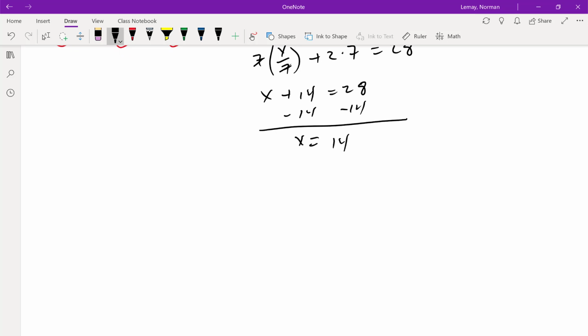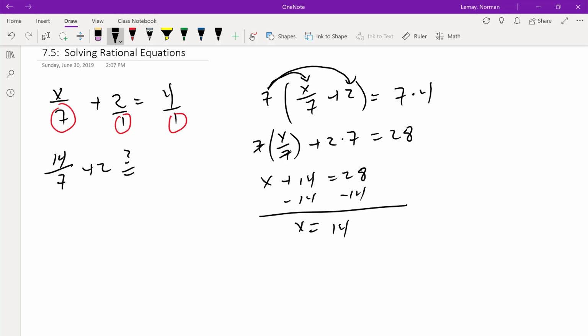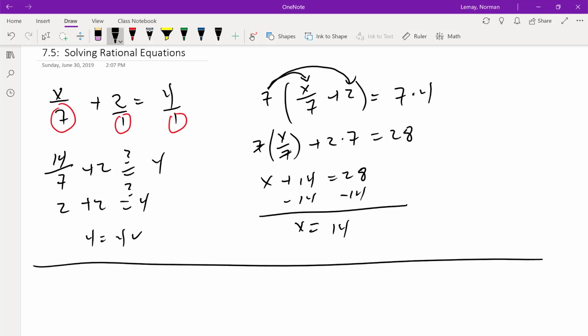And then we can go ahead on this one. We'll go ahead and do a really quick verify. So all we have to do is take our answer and note that 14 over 7 plus 2, and that's what we want to check. Does that equal 4? And notice that 14 over 7 is 2, plus 2 equals 4. That's what we want to verify. And here we have 4 equals 4. So that's our final answer.